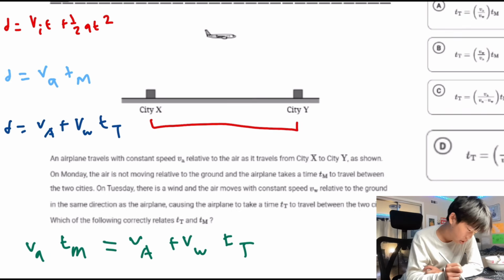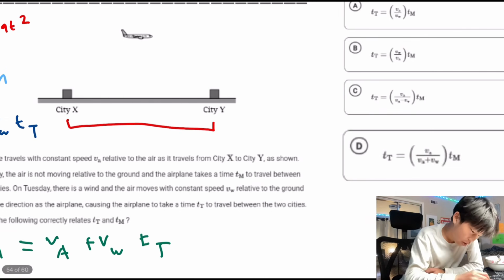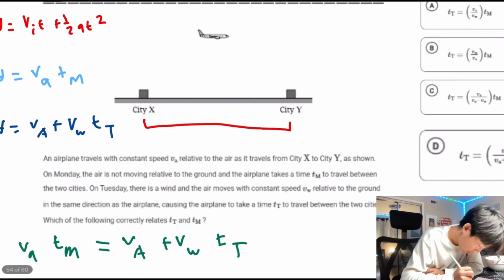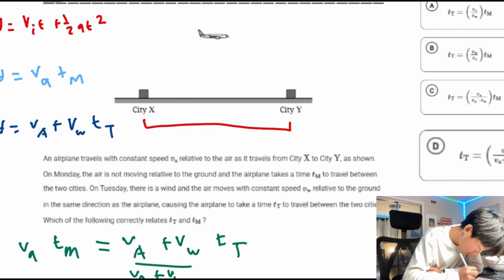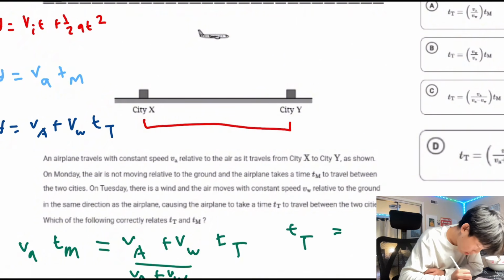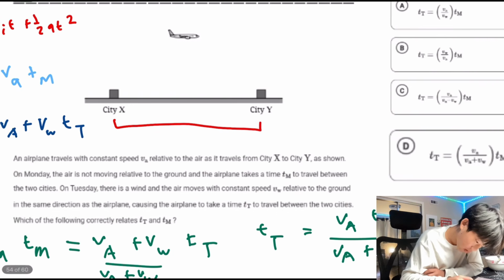So now we just need to, it wants you to put it in terms of TT. So we're just going to divide both sides by VA plus VW. So the answer is going to be TT is equal to VA TM over VA plus VW.